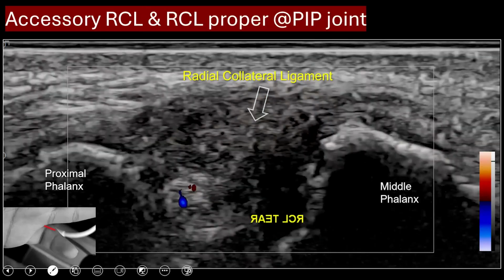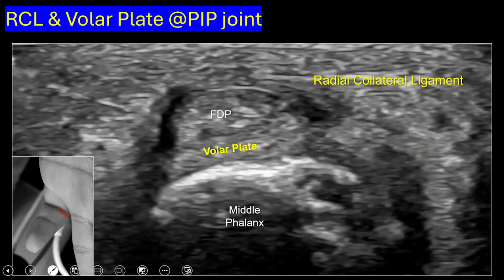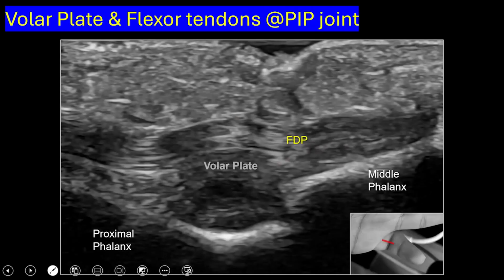In addition, when you obtain the image in a little oblique plane, you also see the injury to the accessory collateral ligament. Now, this is the transverse ultrasound image obtained along the middle phalanx. And if you look at this, there is not only the tear of the radial collateral ligament, but also a bony fragment which is avulsed from the base of the middle phalanx, and this was not obvious on the plain radiograph. So sometimes undisplaced bony avulsions can be appreciated better on ultrasound in contrast to plain X-rays.